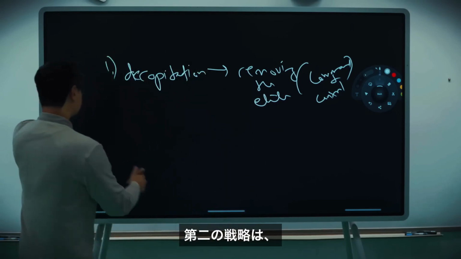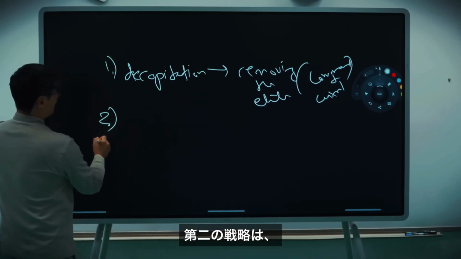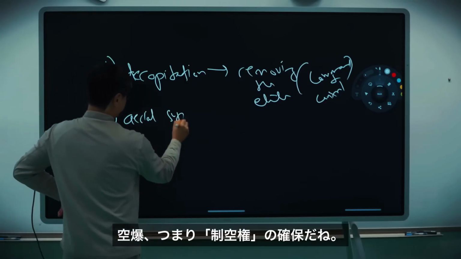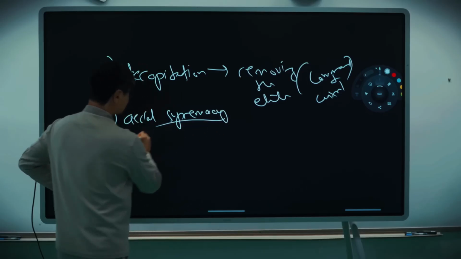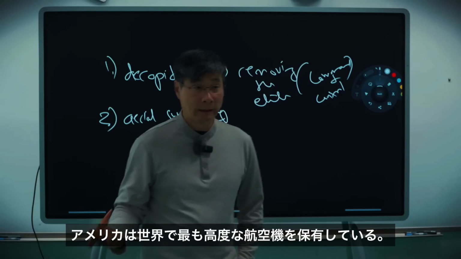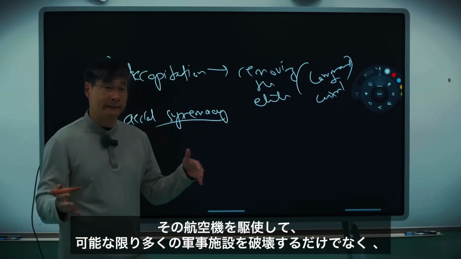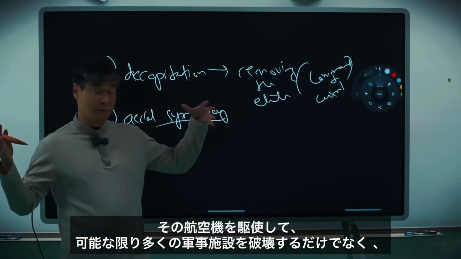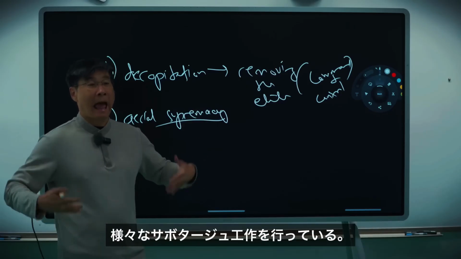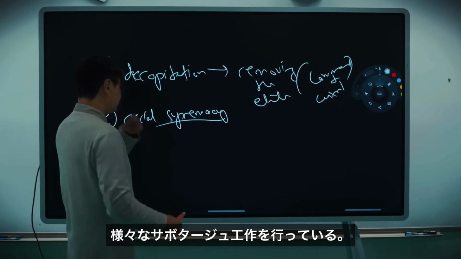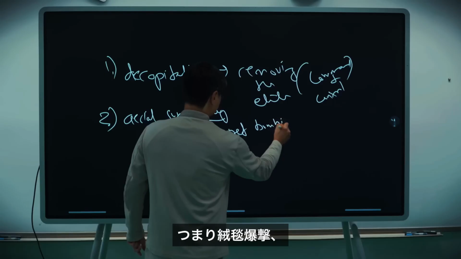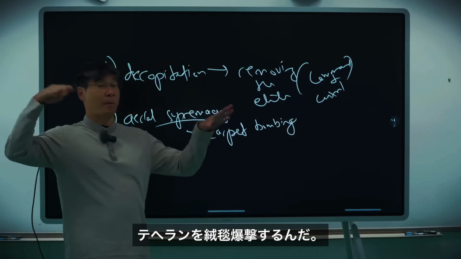Second strategy is aerial bombardment, okay, aerial supremacy. So again, America has the most advanced airplanes in the world. And the way that it's using its airplanes is to destroy as many military installations as possible, but it's also engaging in acts of sabotage, okay? So what they're doing is they're carpet bombing. Okay, so they're carpet bombing Tehran.